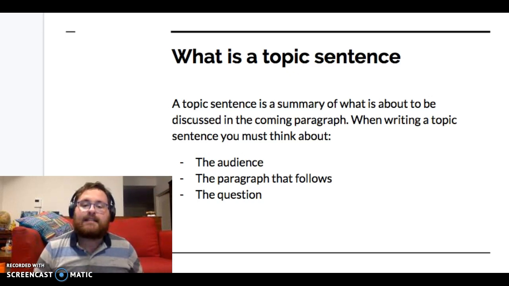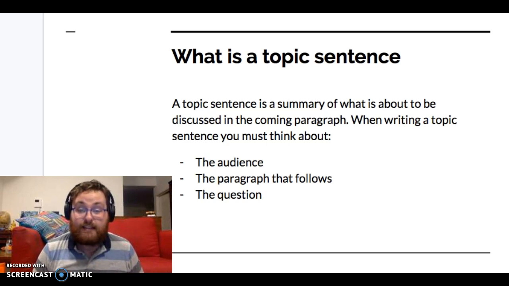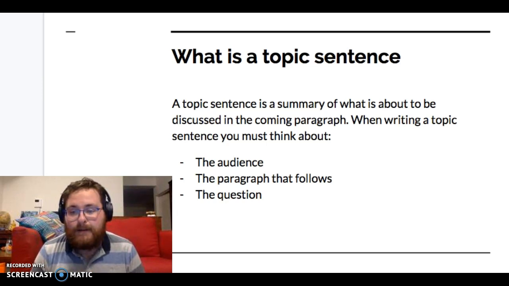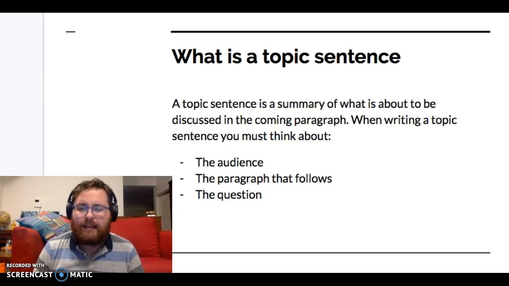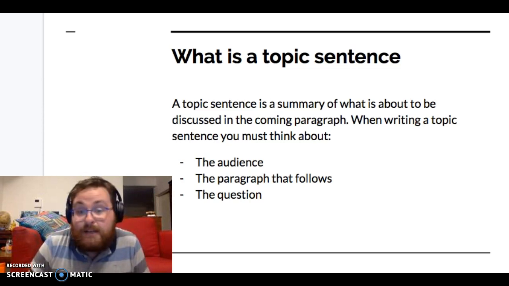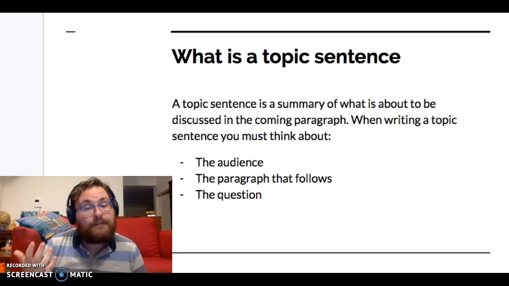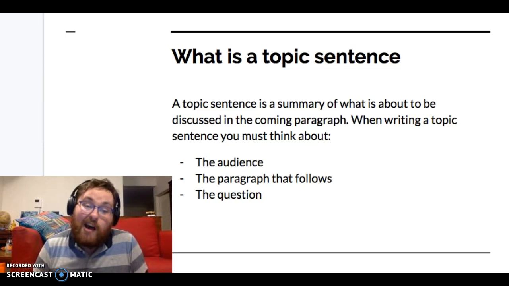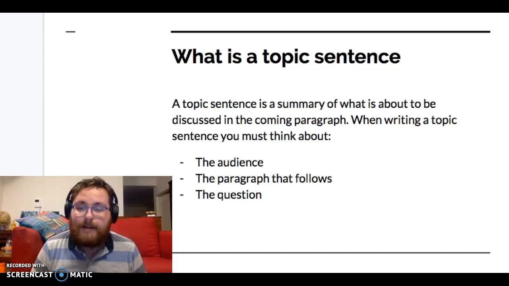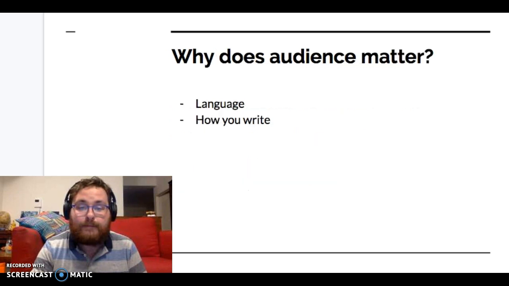When writing a topic sentence, you really need to think about three things. You need to think about the audience, you need to think about the paragraph that follows, and you need to think about the question. The first two, I think, are pretty self-explanatory. You need to be answering the question at all times, and it's in the definition that the topic sentence is about the paragraph that you're about to write. But it's the audience part that tends to get people a little tripped up. So that's what we're going to look at first.